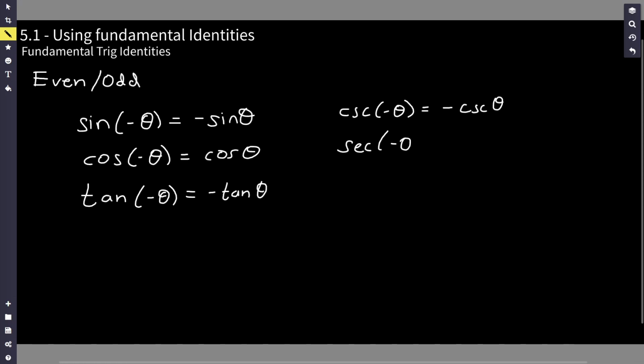Secant of negative theta is equal to secant of theta. And lastly, cotangent of negative theta is equal to negative cotangent of theta, sorry about that.